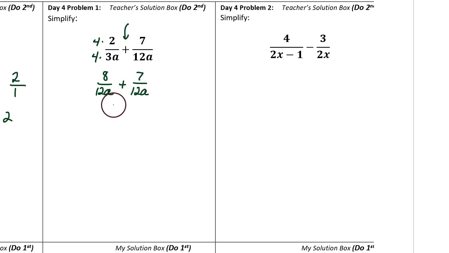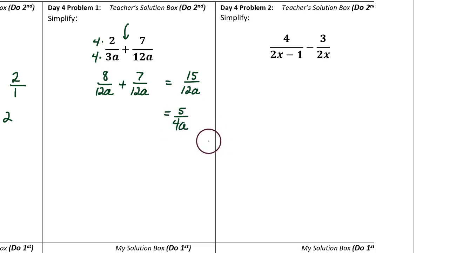Now that we have two fractions with the same denominator, we add the numerators. 8 plus 7 is 15 over 12a. If this reduces, then we must reduce. 15 and 12 both divide by 3, leaving 5 over 4a.